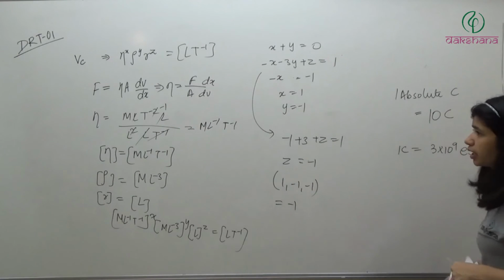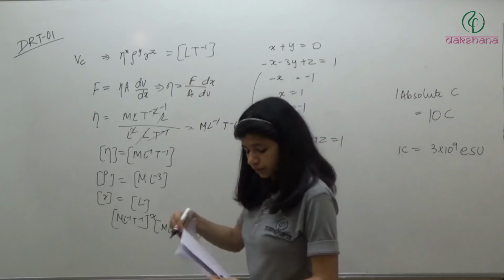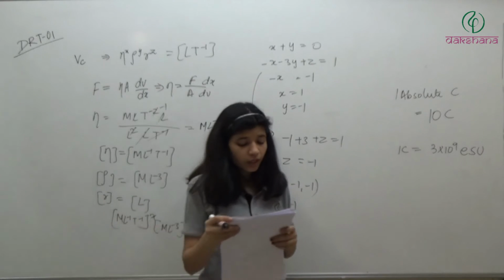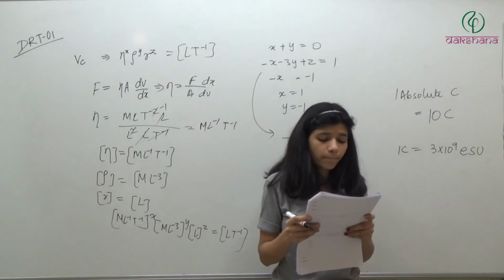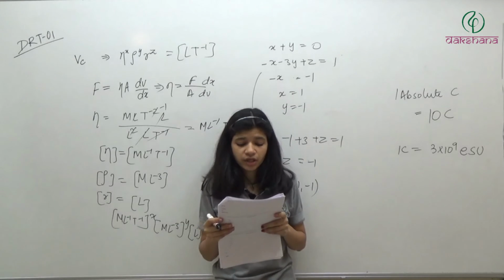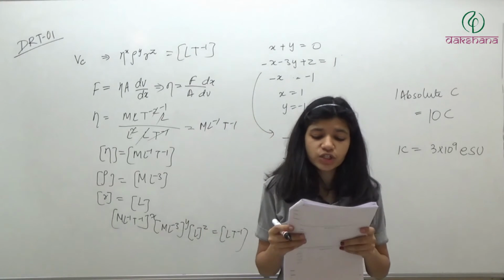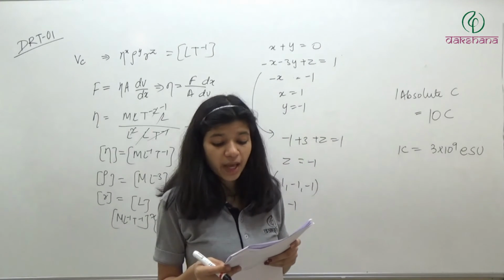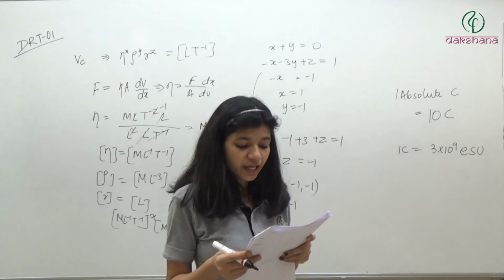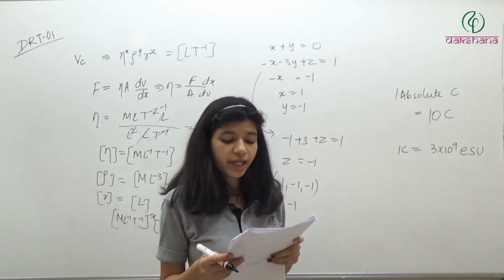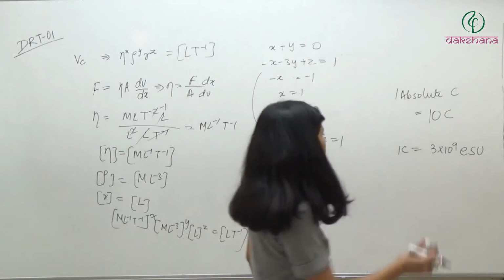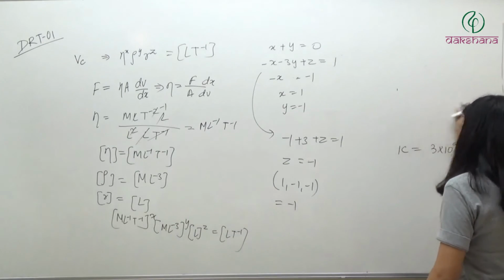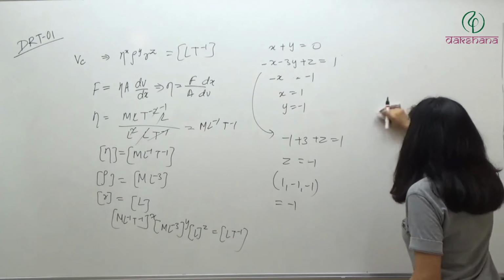Question number 30. A vernier caliper has 1 mm marks on the main scale. If it has 20 equal divisions on the vernier scale, which matches with 16 main scale divisions, for this vernier caliper, the least count. So how will we find the least count of a vernier caliper? 1 main scale division minus 1 vernier scale division.